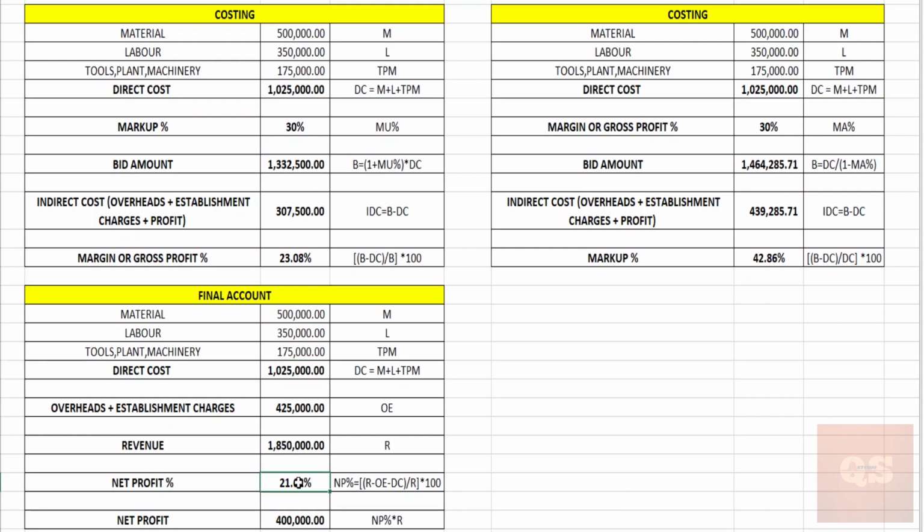So that is going to be your net profit percentage, or your net profit is going to be 21.62% into your revenue. That means 400,000 is going to be your net profit that you have attained in this project after all your expenses, all your indirect cost, all your direct costs. Hope the three concepts are clear.